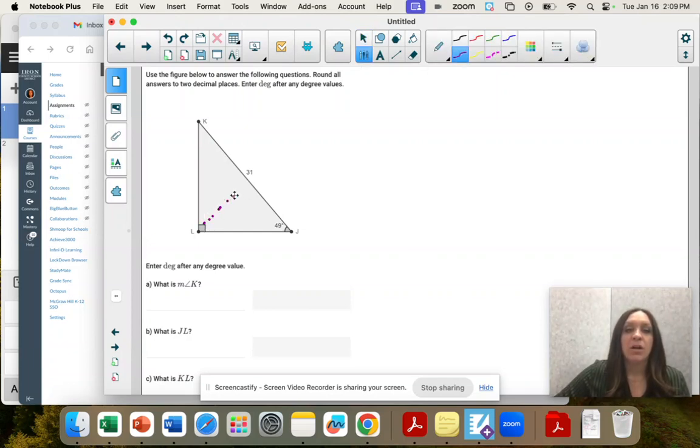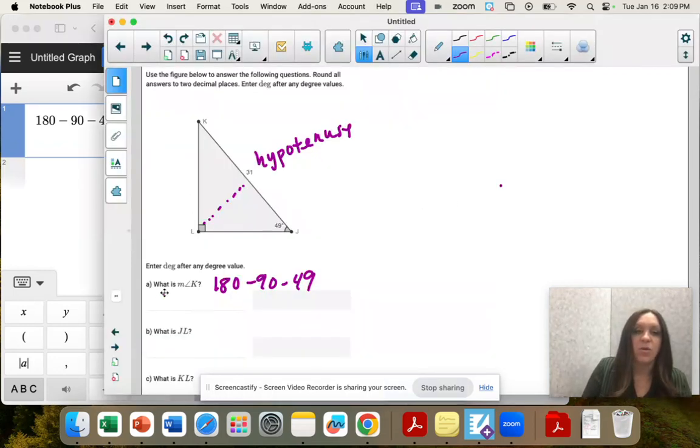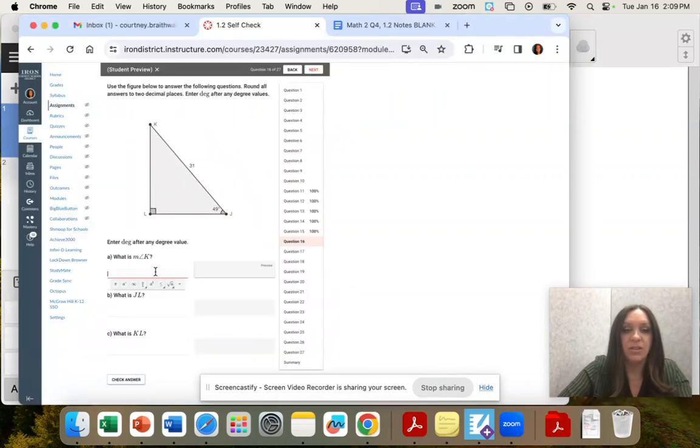We know the hypotenuse is 31, and then we know one angle is 49. So our first question just says, what's the other angle? What's the measure of angle K? Remember, all the angles in a triangle add to 180. So we're going to subtract the 2 angles that we know to get the remaining angle. So the remaining is 41 degrees, and we would type that in with the DEG. That's the only one that requires degrees.